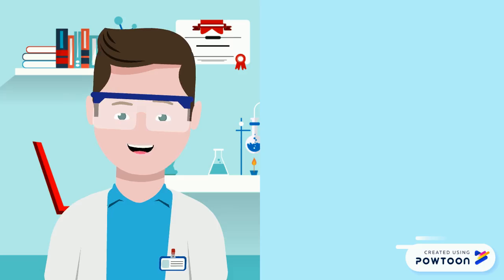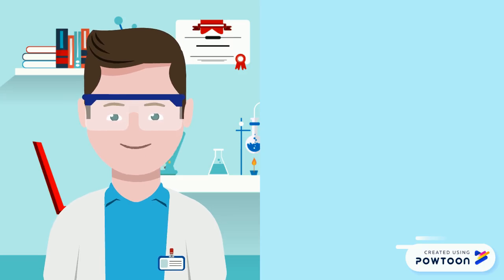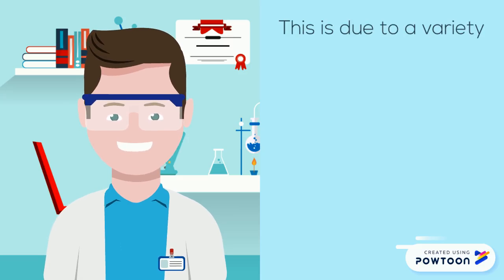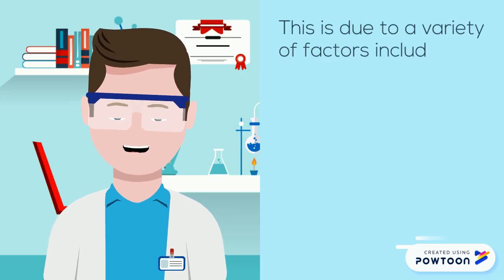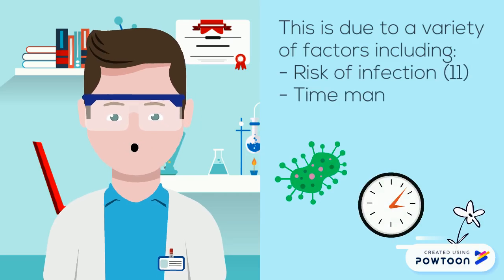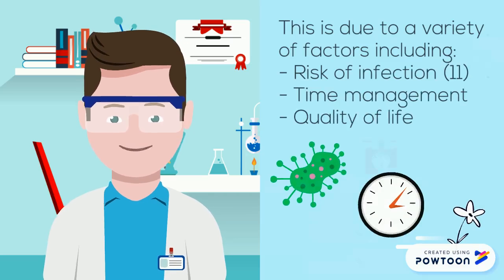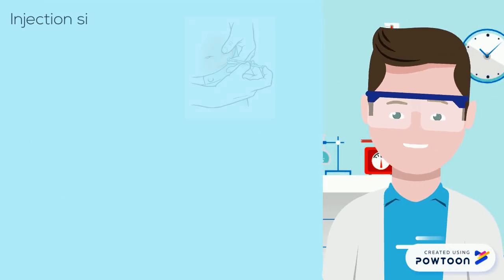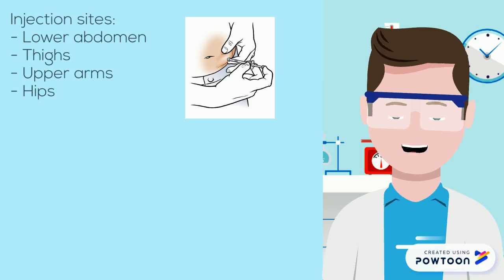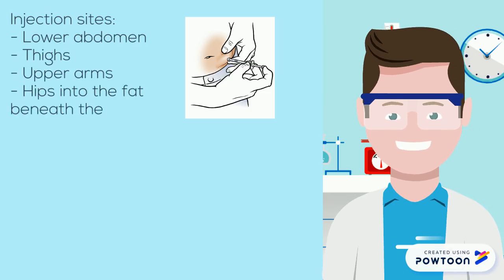Evogam is administered through small needles or pen-like devices by subcutaneous infusion, never intravenously. This is due to a variety of factors including, but not limited to, infection, time taken away from hospital staff and doctors, as well as quality of life for patients not having to go to and from the hospital on a regular basis. The appropriate sites include the lower abdomen, thighs, upper arms, and hips, and the fat beneath the skin. The best site for the injection from patient feedback is the lower abdomen.